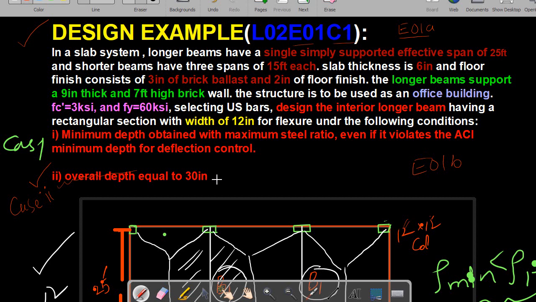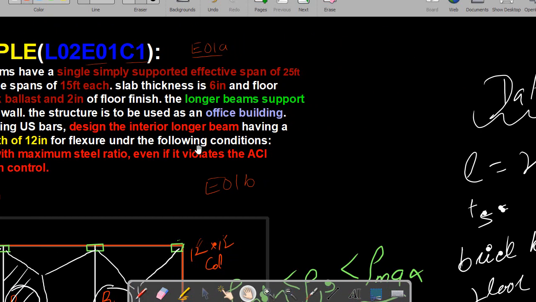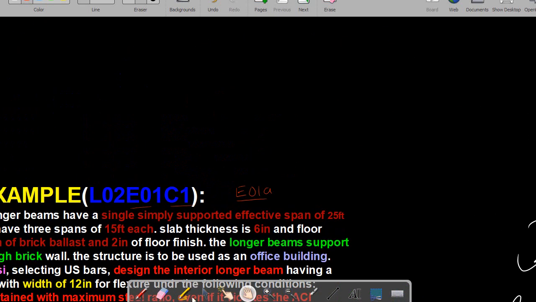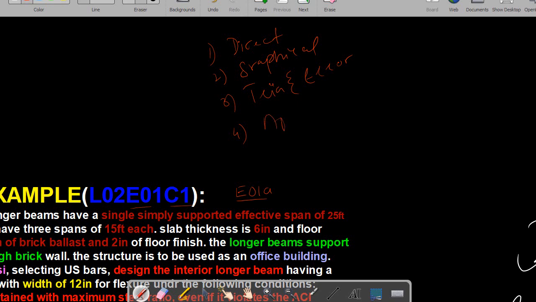cover various ACI methods, as we discussed, if you remember, in lecture 02 part 11 or 12, I think so. We have covered different methods of ACI, that is, we have direct method, we have graphical method, we have trial and error method, and we have approximate method. We have different design tables. So we will use the different design tables and we will design. So all these methods are for determination of area of steel.